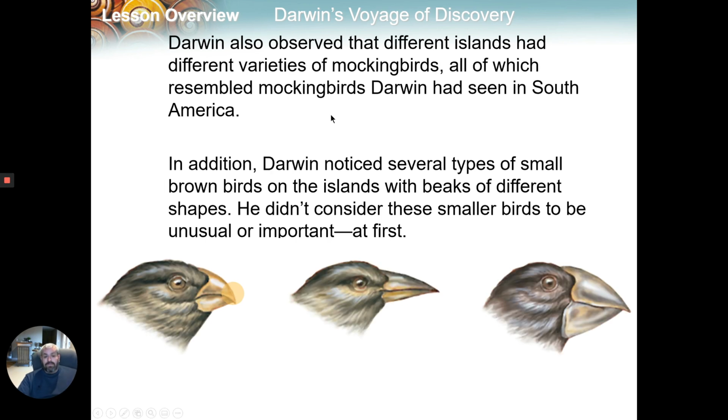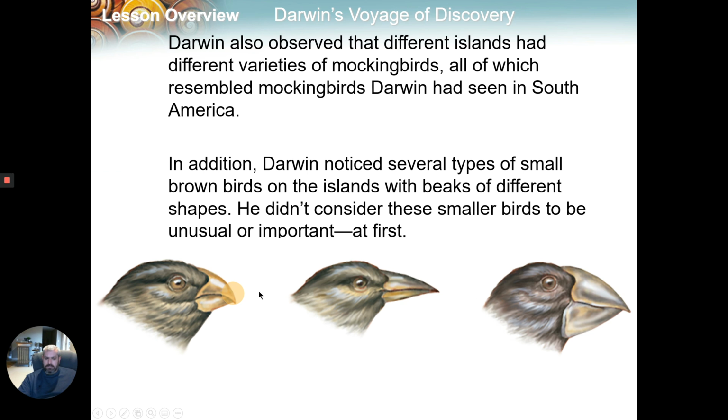Darwin also observed that different islands had different varieties of mockingbirds. You can see here that they have different shaped beaks. This one is a very thick, large beak. This one is long and thin. It looks like it might be able to puncture something. And this one was like a hook-shaped beak.